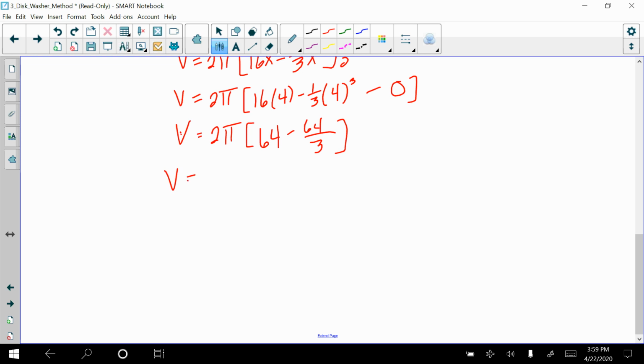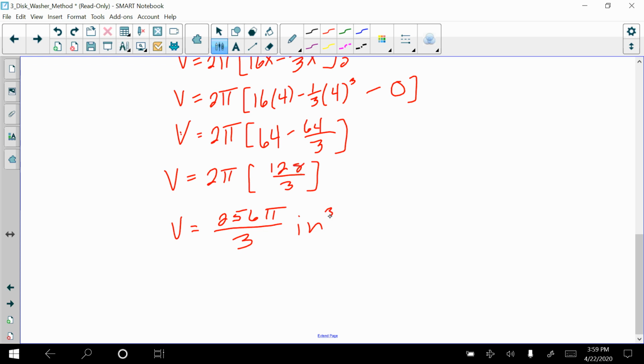So volume will be equal to 2 pi times 64 minus 64 thirds. That'll be 128, yes, 128 over 3. And if you multiply 128 by 2 pi, that will give you a volume of 256 pi over 3. In this case, they gave us our dimensions, so we have to include them in our answer: inches cubed.